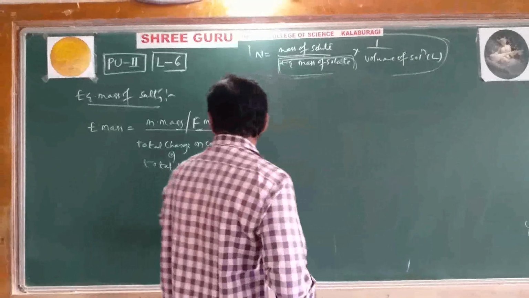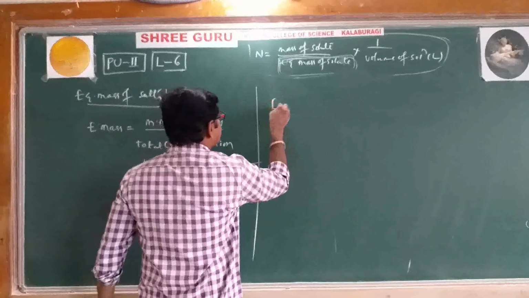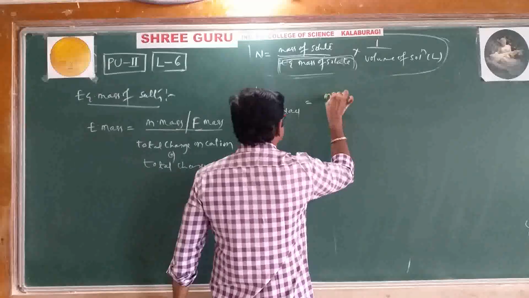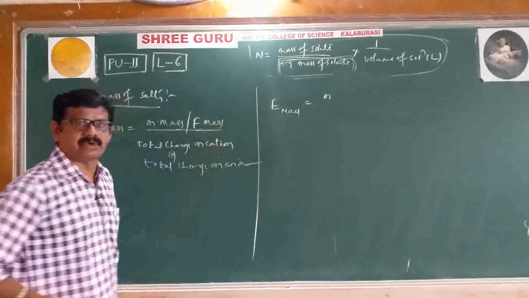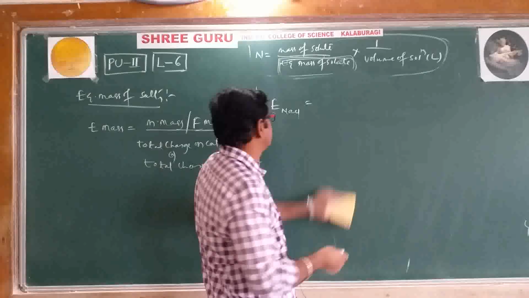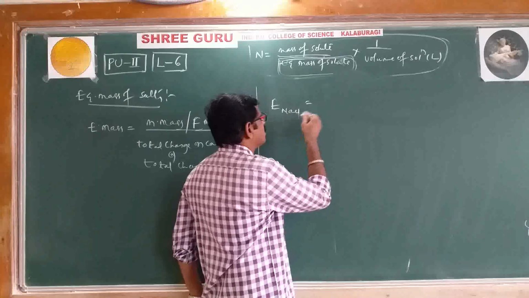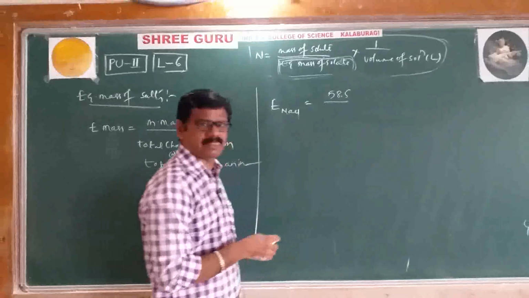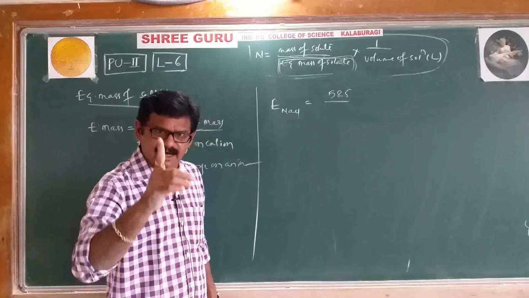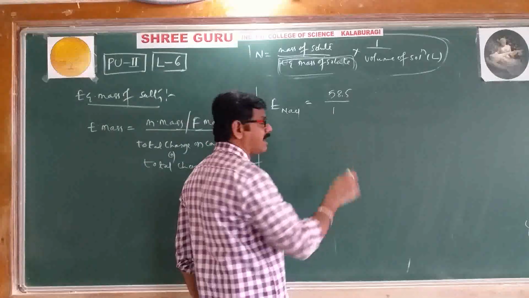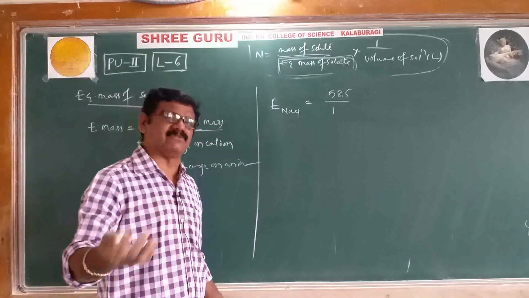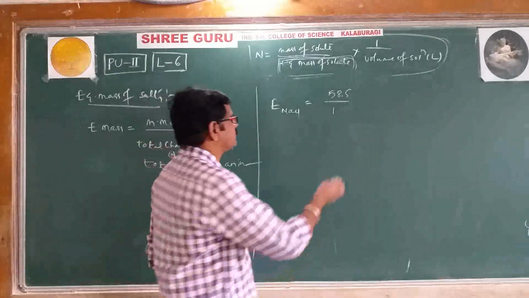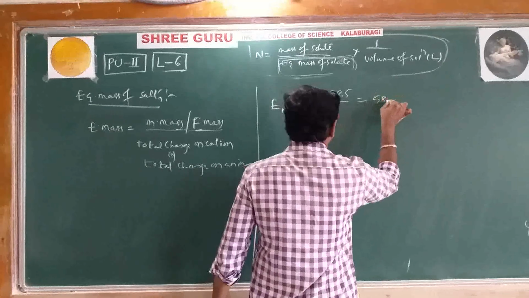Now we'll calculate some examples. Equivalent mass of sodium chloride. Molar mass, of course, the formula we have already written here, no need to write again. Sodium is 23, chlorine is 35.5, so 58.5 divided by total charge on cation, which is 1, or anion is 1. Don't write plus 1 or minus 1. Then of course 58.5 only.